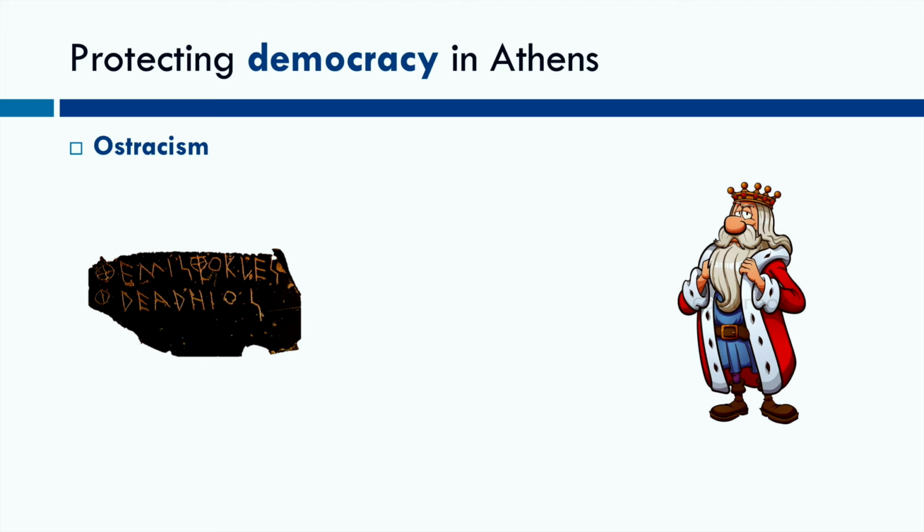All adult men with civil rights could write down the name of a person that they thought was gaining too much power. And if that person got more than 50% of the votes, they would be kicked out of Athens, and democracy would be protected for another year.